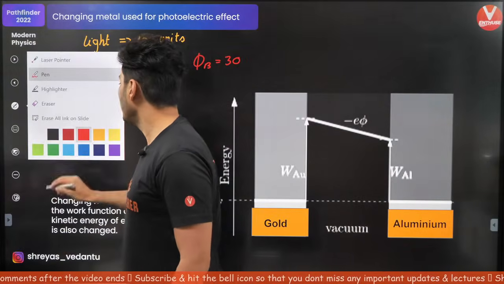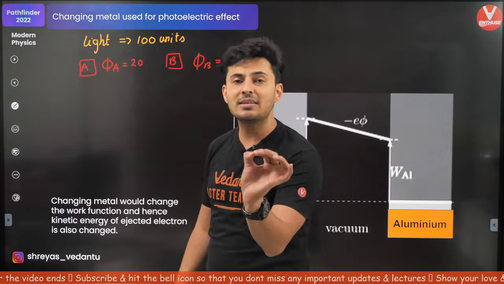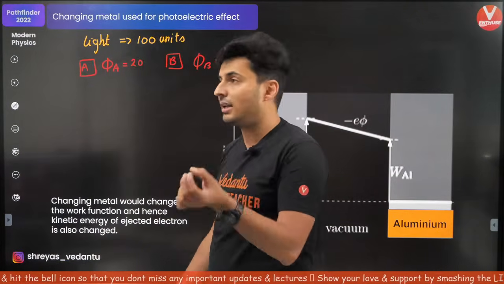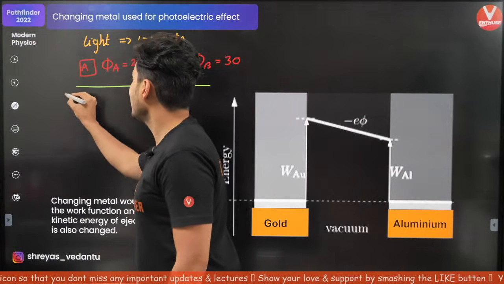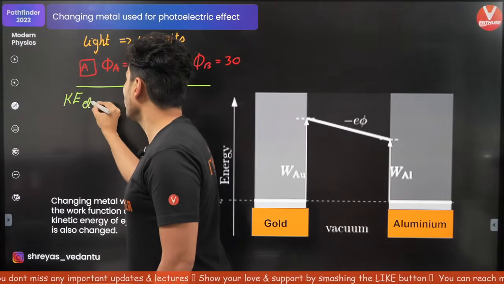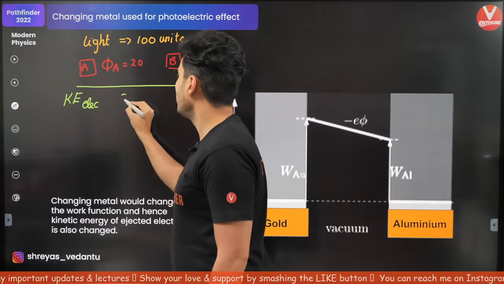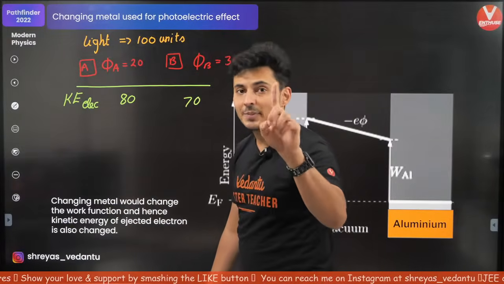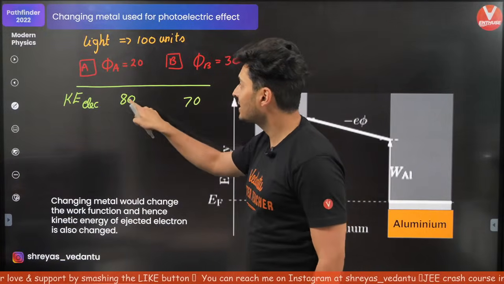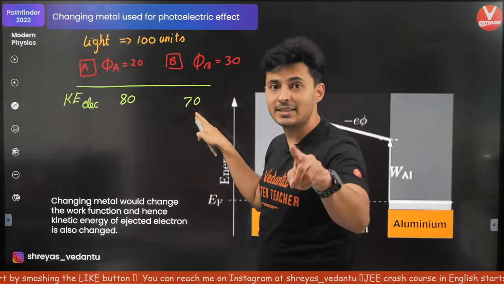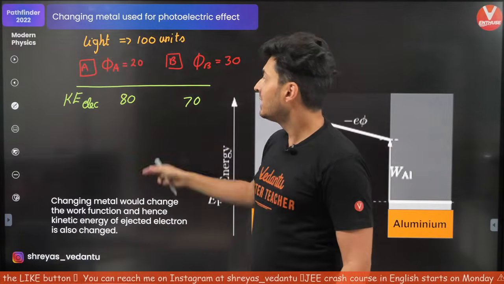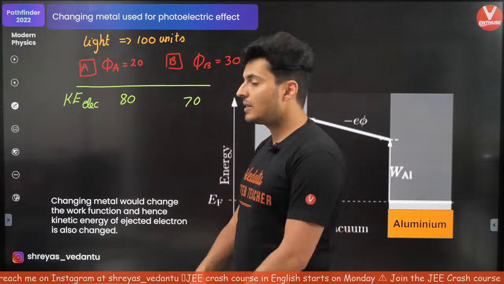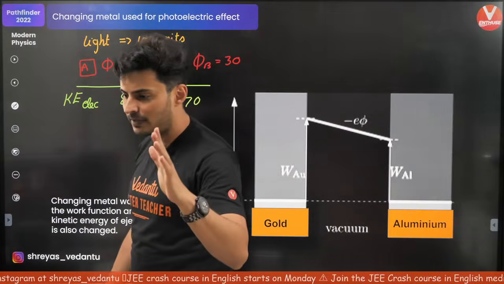Now, when 100 units of energy fall on the surface A, what will happen? Out of that, 20 units is just used to remove that electron. 20 is the minimum energy to take out that electron. What is remaining is the kinetic energy of that electron. In this case, it will be 80, and in this case, it will be 70. I hope you see that. That means the more the work function, the lesser is the energy available to the electron. The less the work function, the more is the energy available to the electron. Is that clear? Everybody understood this concept?